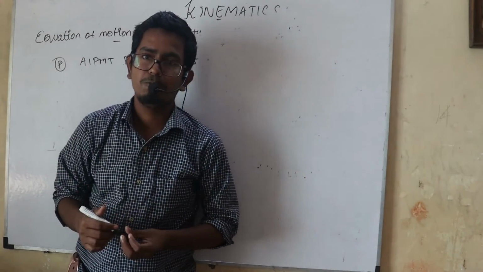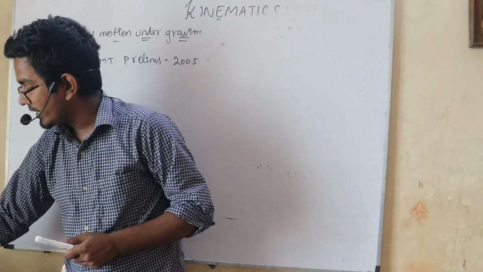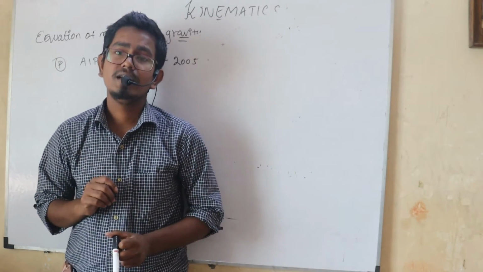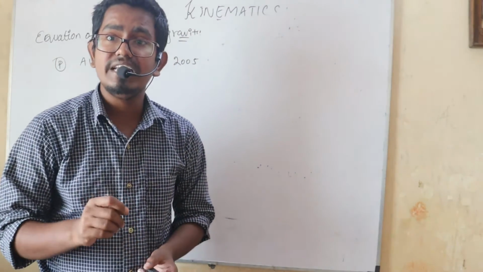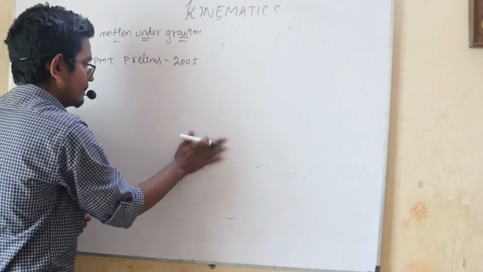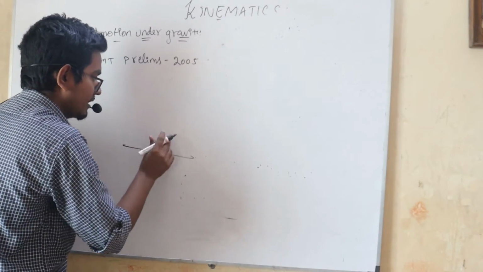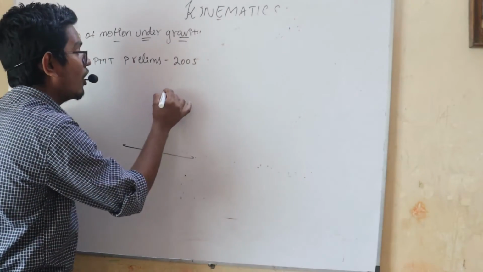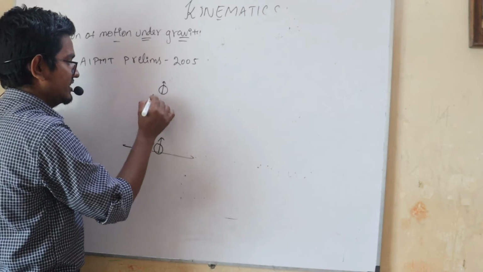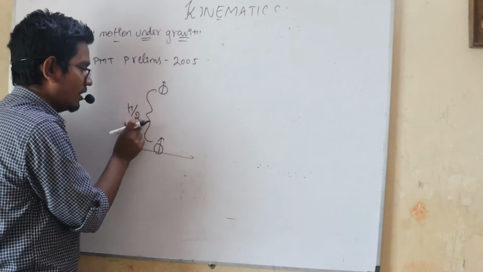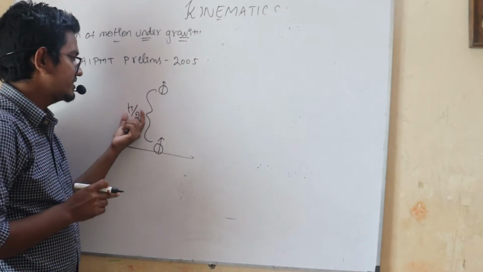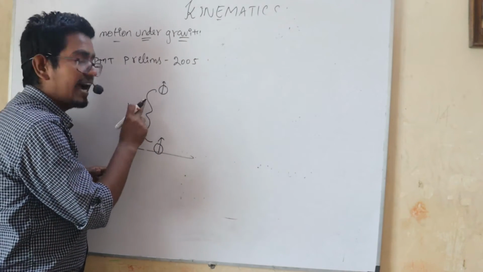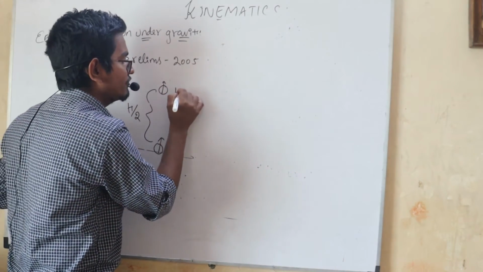A ball is thrown vertically upward. It has a speed of 10 meters per second when it has reached 1/2 of its maximum height. That means I'm just giving some velocity to the body. It is reaching half of its maximum height, that is h by 2. They have not given the information about the initial velocity. They told us that after attaining the height h by 2, it is moving with a velocity of 10 meters per second.